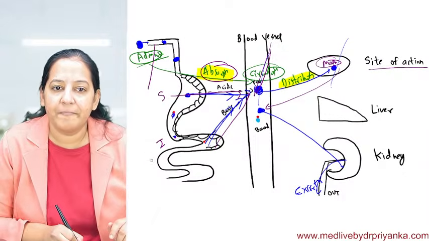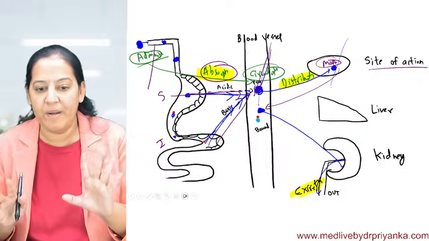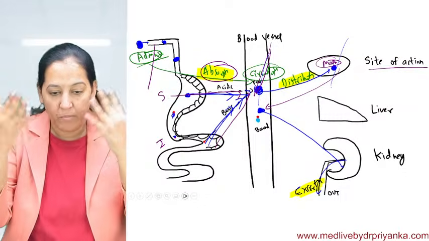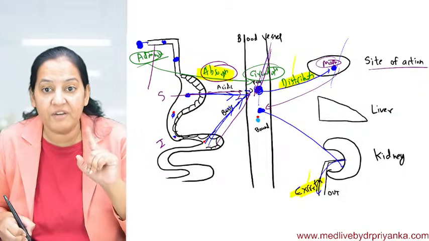So what is the last step? The last step is excretion. What is the definition of excretion? Excretion is again movement of drug, movement of drug out of the body. But in between distribution and excretion, we have one more step.